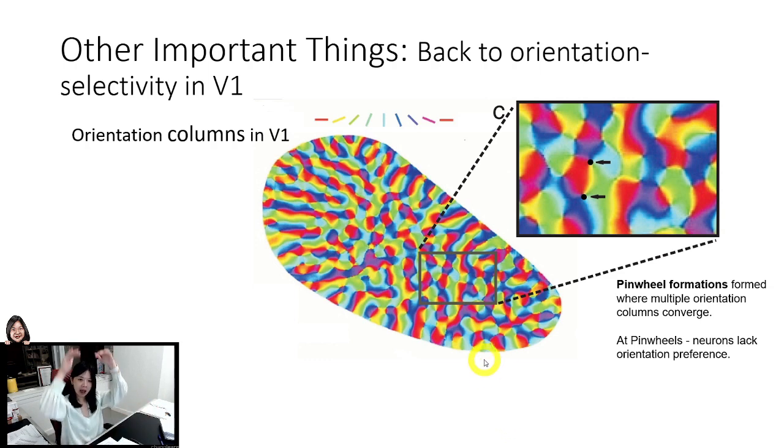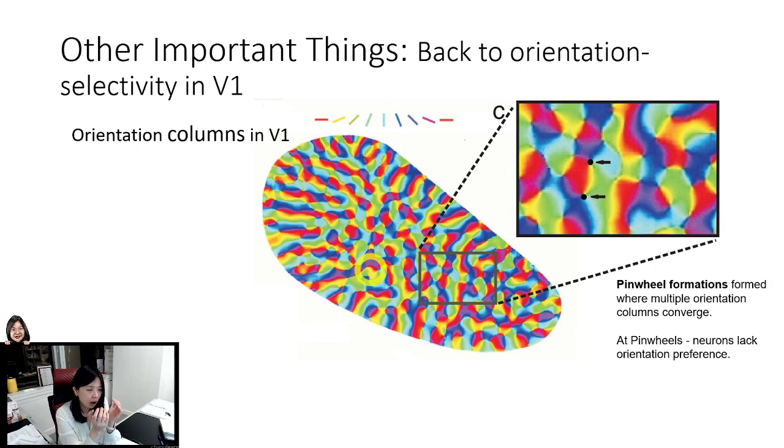But if we're thinking about how the orientation columns are organized, let's say viewing from the top surface of the cortex. What we find is, it's very similar to an optical imaging method here. But if you just loosely understand, without caring about the technique, that each color here is coding for an orientation preference.